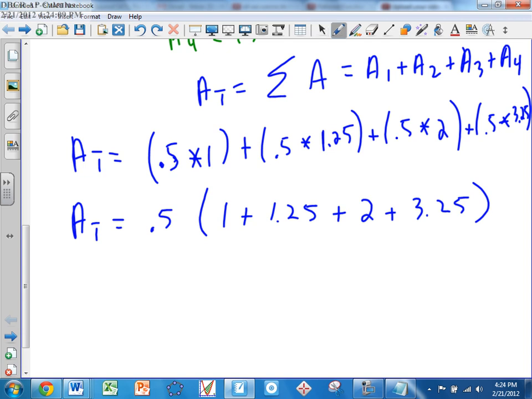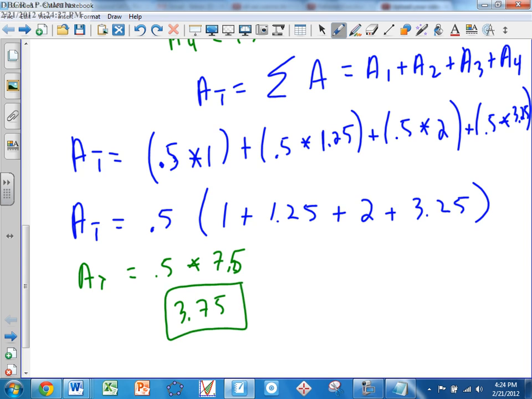Add up the numbers in here. 2.25 and 3.25 is 5.25 and 2. Very good. And half of 7.5. What is it, Karen? Very good. So that is my approximation using the left-hand technique.